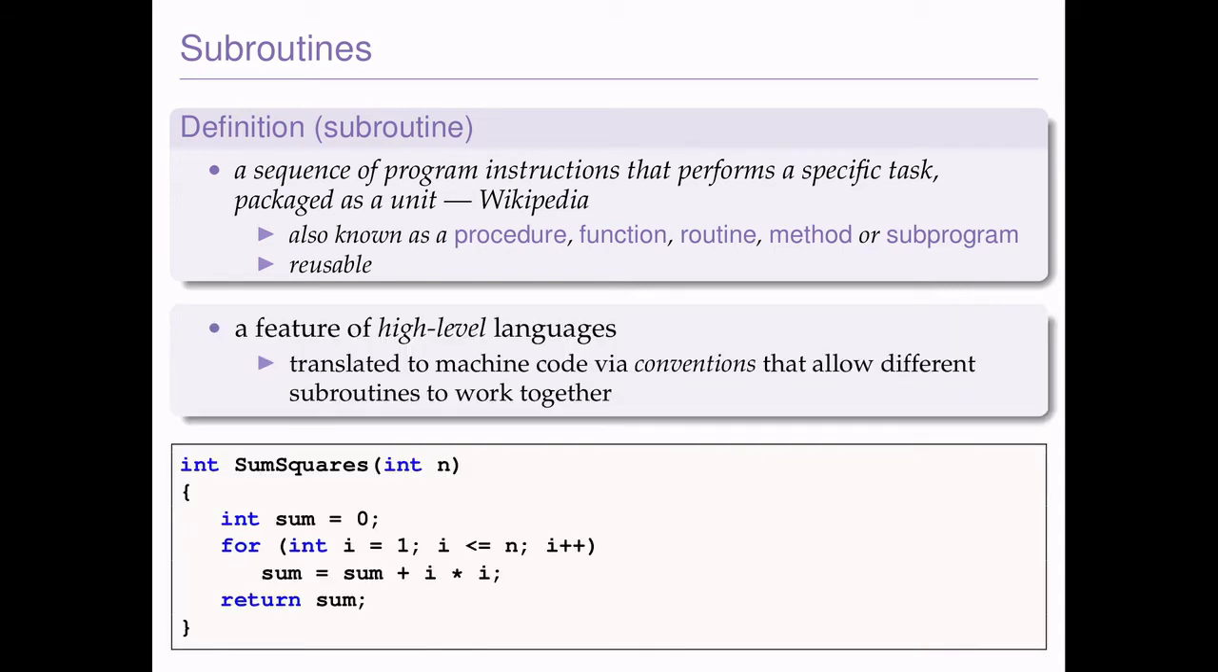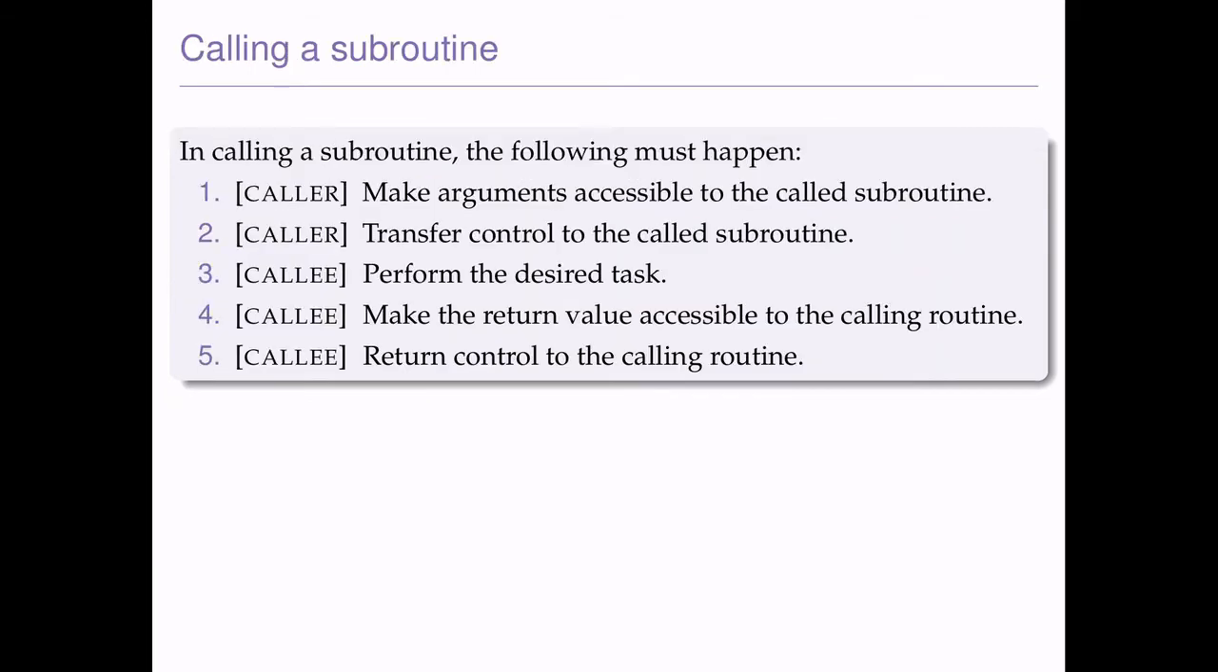But these are a feature of high-level languages, and they're bread and butter in high-level languages, as you'll all know from writing Java. First things first, you write your classes, write your methods, and that's how you start programming with Java. These are translated to machine code via conventions, and we'll go over some of them. And these allow different subroutines to work together. For example, this int sumSquares is just a function which returns the sum of squares for a given number n. This is what a subroutine is. It's written in a high-level language here, but we'll be able to translate this down to low-level language by the end of this.